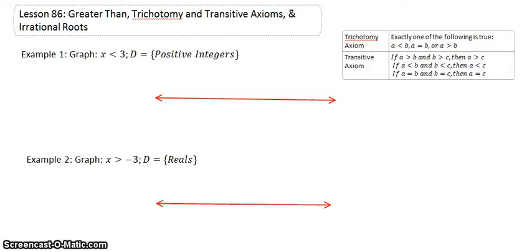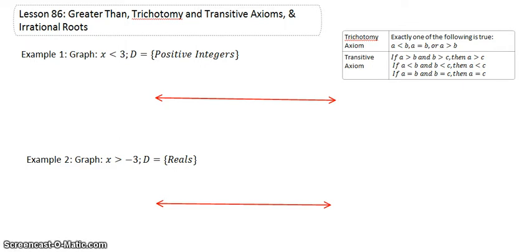On lesson 86, we look at greater than and less than, trichotomy and transitive axioms, and irrational roots. So the trichotomy axiom just states that exactly one of the following is true: A is less than B, A is equal to B, or A is greater than B. Whenever we have the ones with the line through it, where it is not either greater than, less than, or equal to, then it's going to be whatever's left, basically.